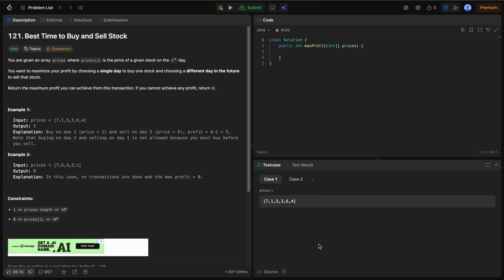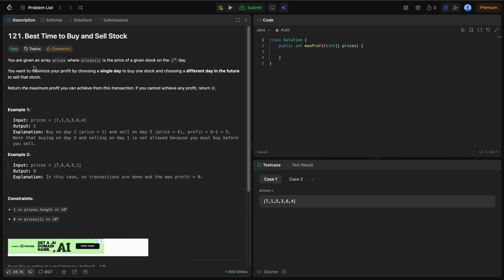In this video, let's solve one of the most popular LeetCode problems, that is Best Time to Buy and Sell Stock. Okay, so let's understand what exactly the question is. Here, you are given an array prices where prices[i] is the price of a given stock on the ith day. You want to maximize your profit by choosing a single day to buy one stock and choosing a different day in the future to sell that stock. Return the maximum profit you can achieve from this transaction. If you cannot achieve any profit, return 0.